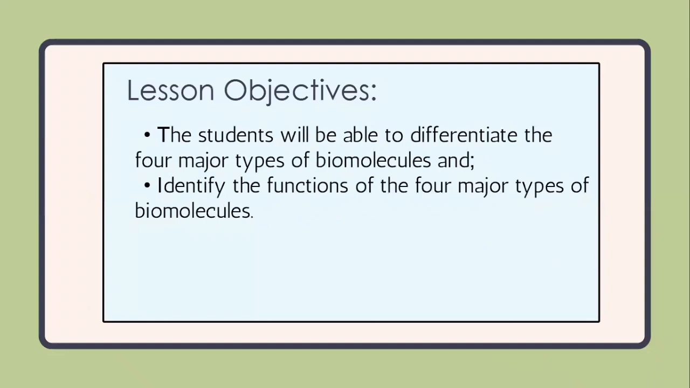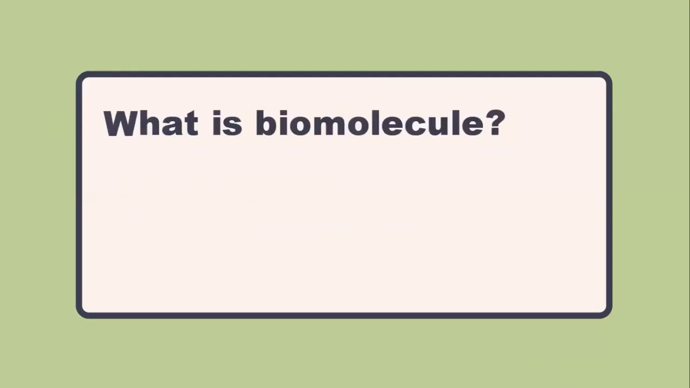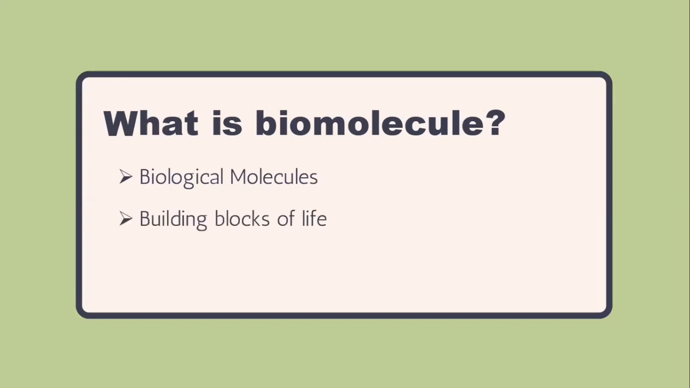Here are our lesson objectives. For this lesson, we will tackle the biological molecules and the major components of biomolecules. So what are biomolecules? Biomolecules, also known as biological molecules, include large molecules composed of monomers. Monomers are the main building blocks of biomolecules. Monomers are small atoms that bond together to form macromolecules. Biomolecules are also the building blocks of life that are essential for the functioning of living organisms and are vital for the structure of living cells.